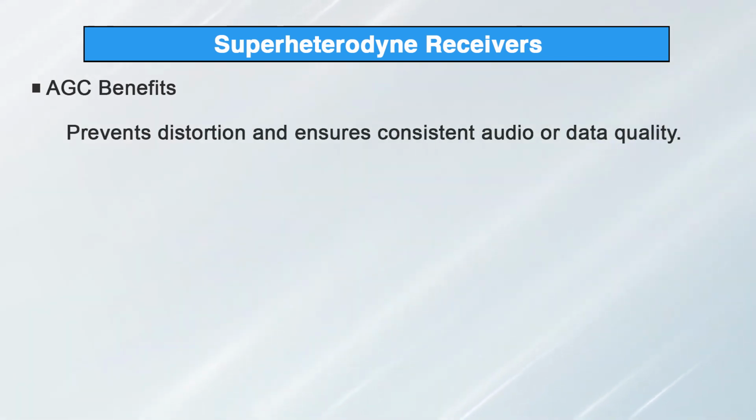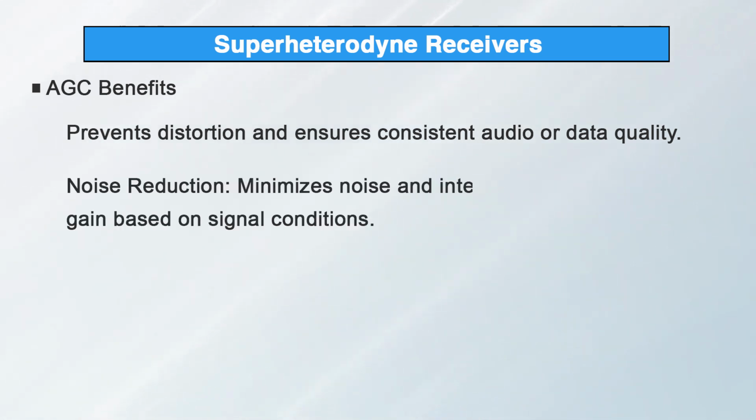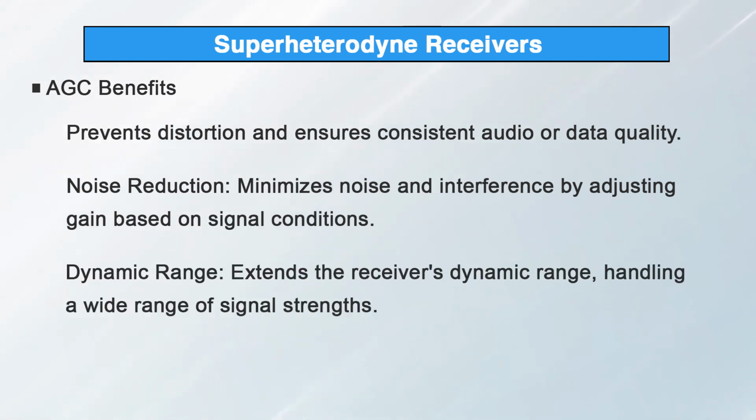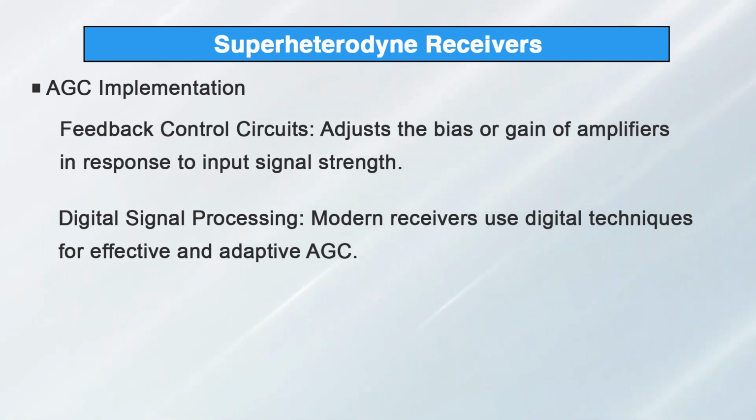Now, by stabilizing the output signal level, AGC prevents distortion and ensures consistent audio and data quality. It helps in minimizing noise and interference by reducing the gain in strong signal conditions and increasing it during weak signal conditions. AGC extends the receiver's dynamic range, allowing it to handle a wide range of signal strengths without manual adjustment. As for implementation, AGC is typically implemented using a feedback control circuit that adjusts the bias or gain of the amplifier in response to the input signal strength. This is all about the different types of receivers.